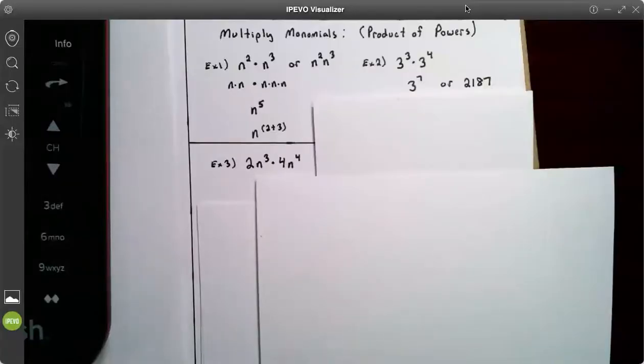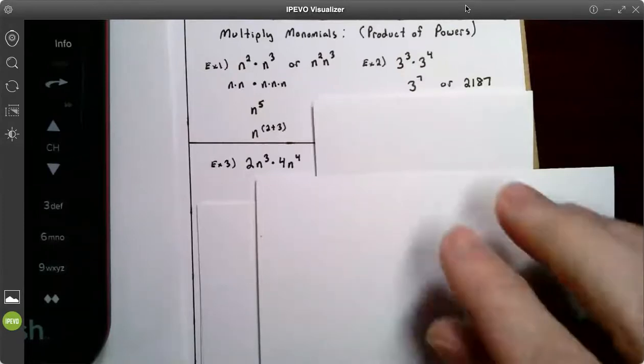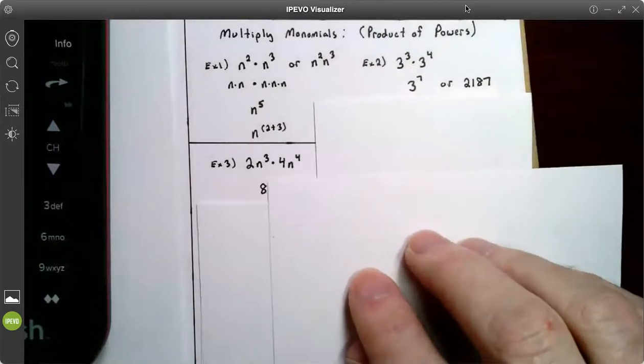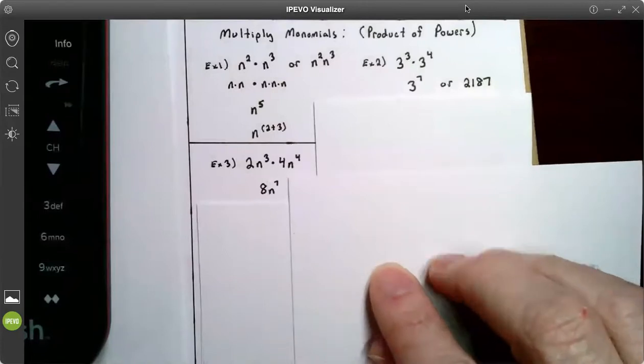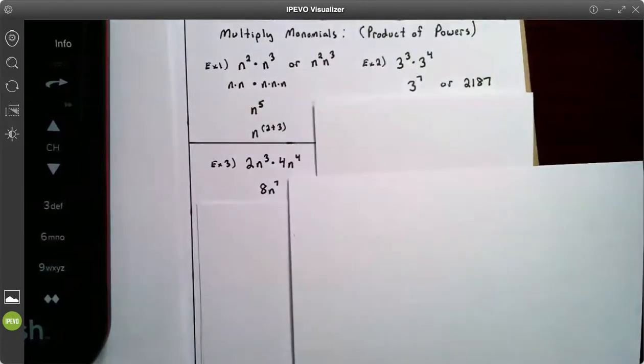Here's another example. 2n cubed times 4n to the 4th. Here I have two things to multiply together. My coefficients, 2 times 4 is 8, and my n's, n cubed times n to the 4th is n to the 7th. 3 plus 4 is 7.